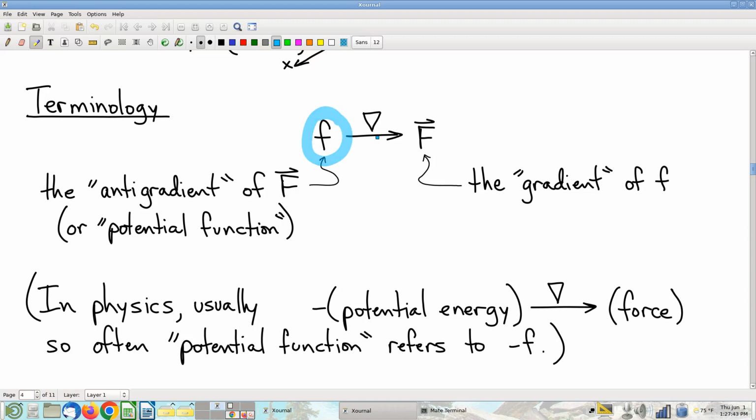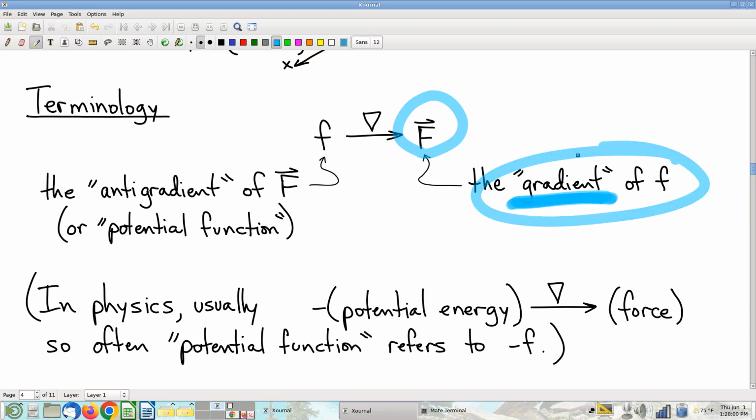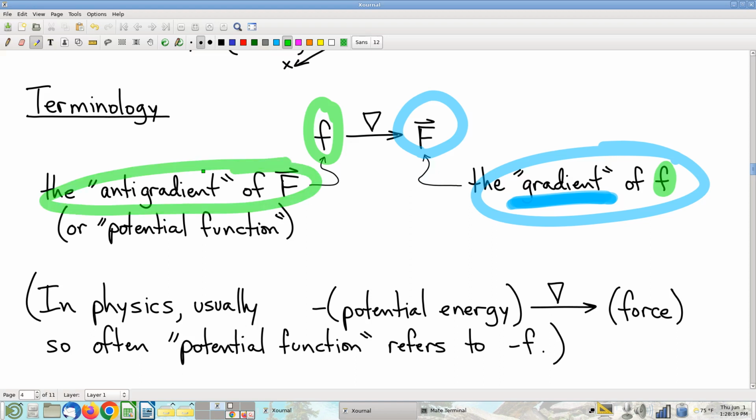Suppose you have some function, and you compute the gradient, which gives you a vector field, as we just discussed, right? Well, because I computed it as a gradient, the vector field is the gradient of the original function. Whatever the original function was, the vector field is the gradient of that function. Likewise, I think the original function should be called the antigradient of the vector field.